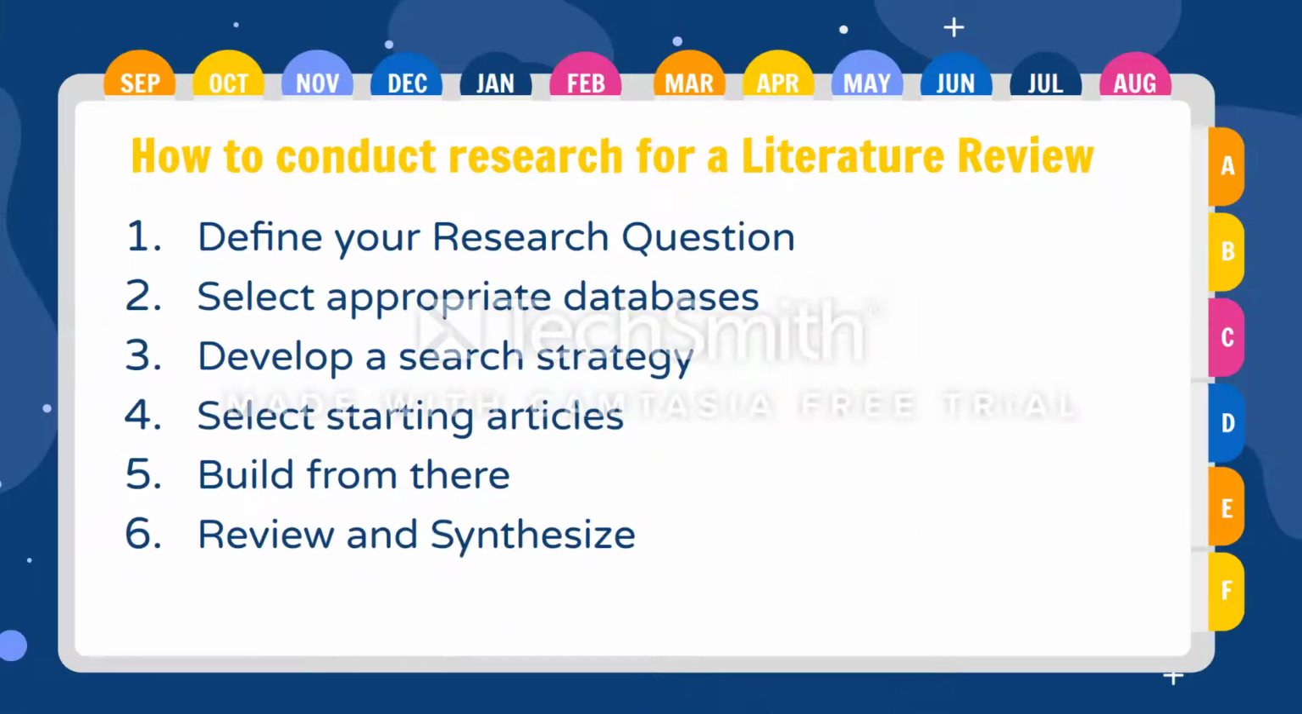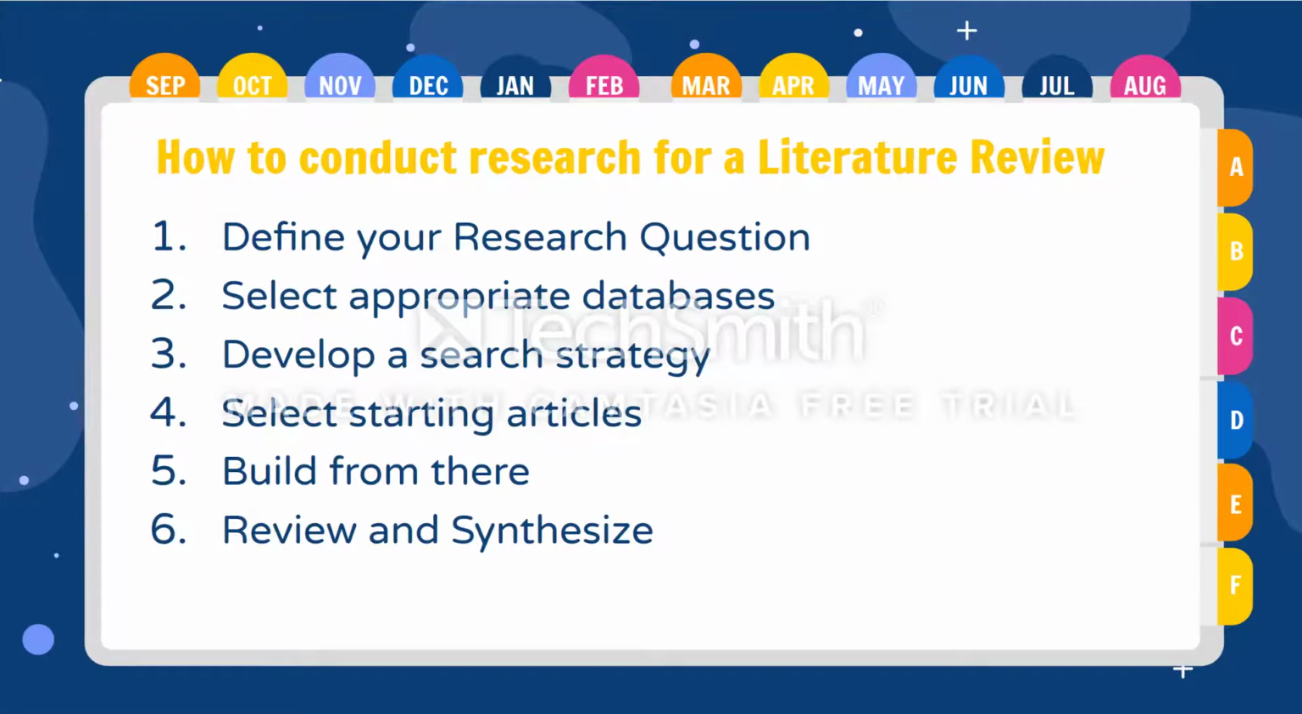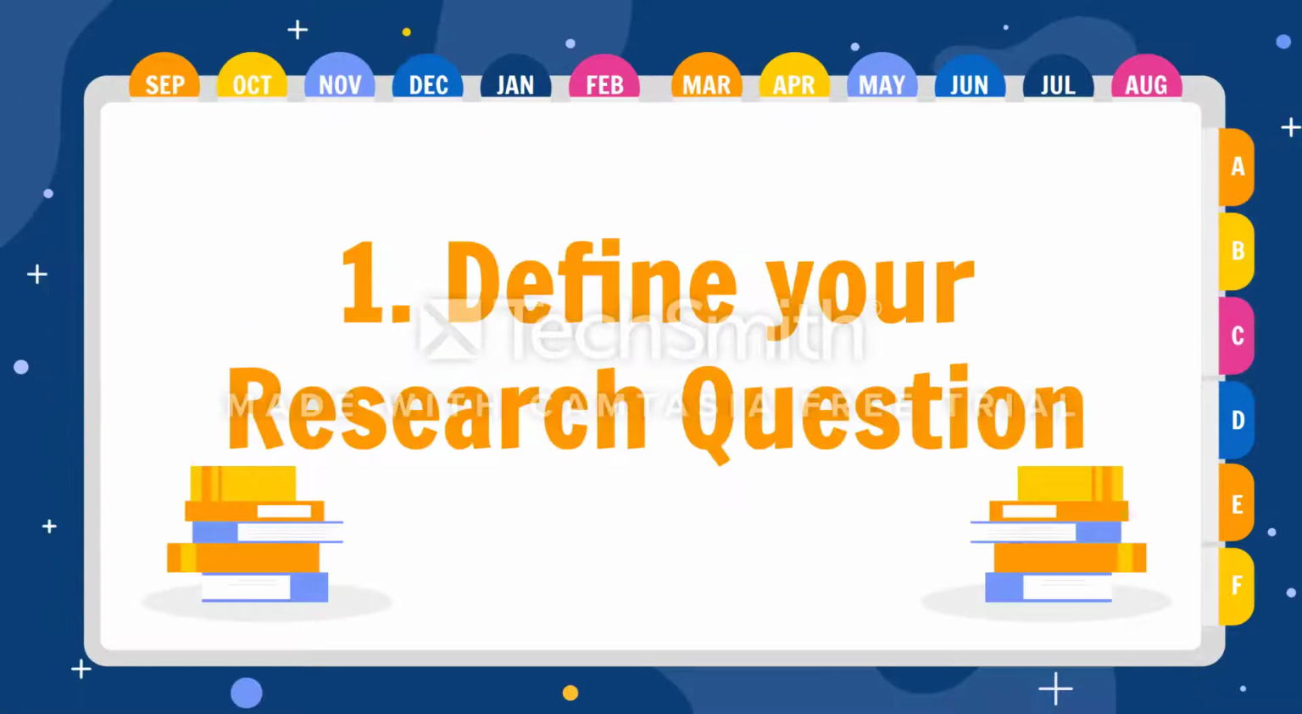Before we dive into this process, let's take a look at the steps for conducting a lit review. First, you'll define your research question. Next, you'll need to select appropriate databases. Third, you'll develop a search strategy. Fourth, you'll begin selecting starting articles. Fifth, you will build off of those articles to find new information. And finally, you'll review the information that you found and you'll synthesize it together to create a big picture.